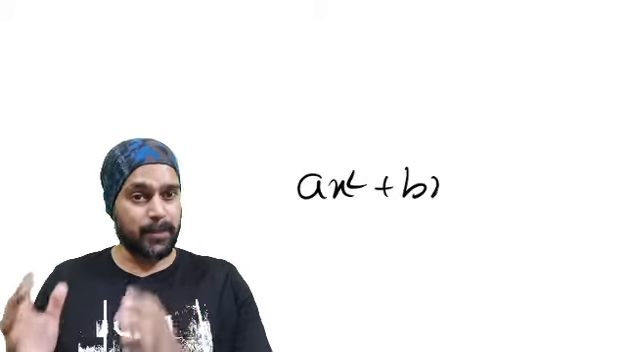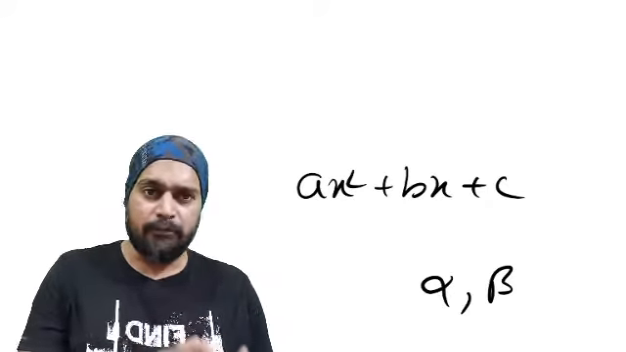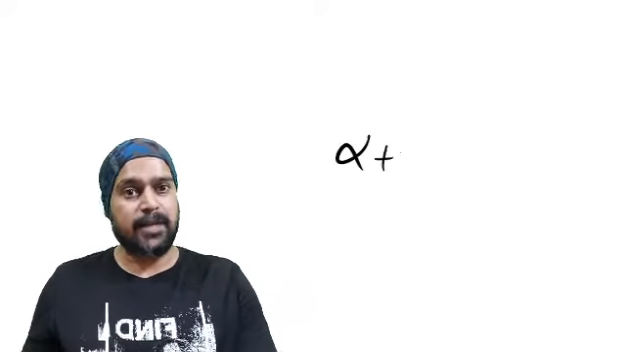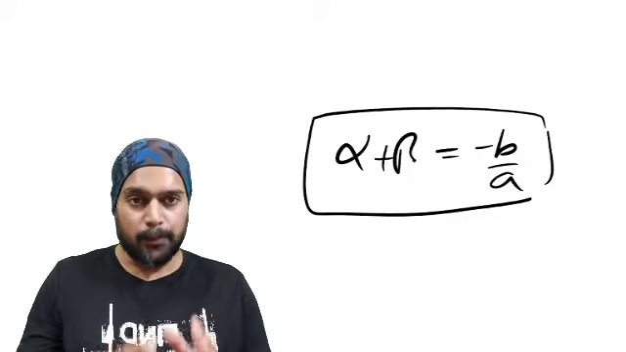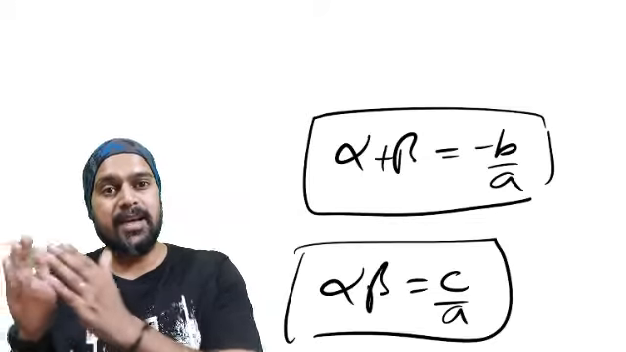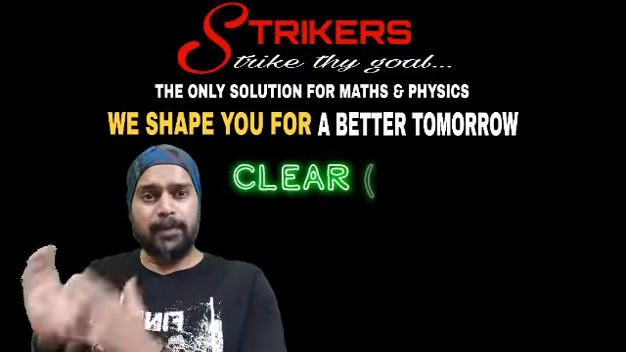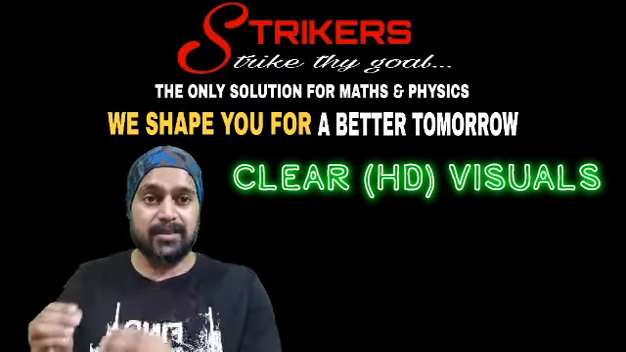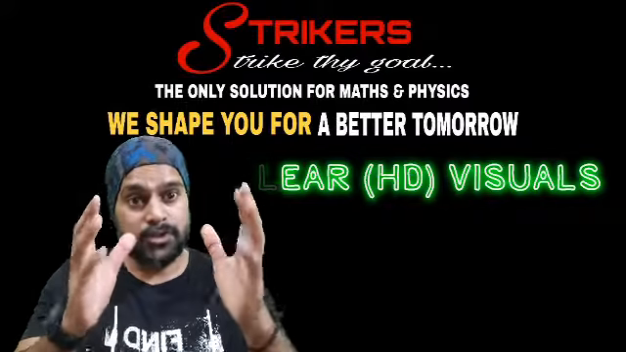Suppose there is a quadratic polynomial, say ax² + bx + c, and its zeros are alpha and beta. Then the sum of its zeros, that is alpha + beta, is equal to -b/a, and the product of its zeros, that is alpha × beta, is equal to c/a. Have you seen that the whiteboard is clear and the letters are also very clear to all the students who are watching on the screen?